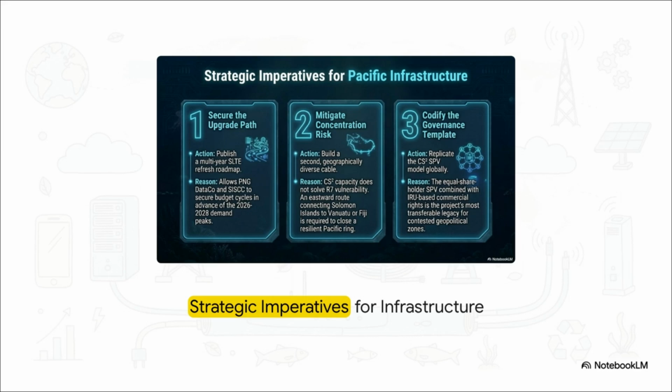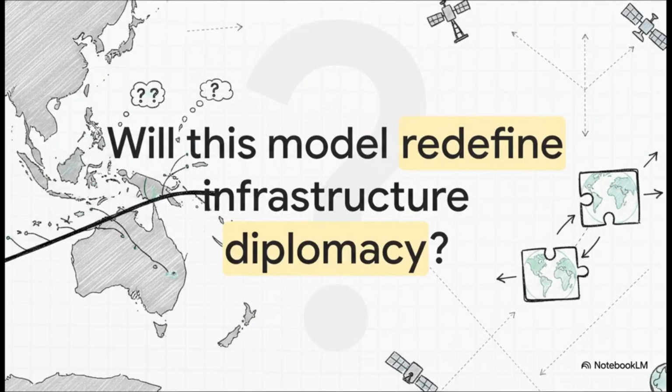Third, the industry should codify this governance template globally. The equal shareholder SPV combined with IRU-based commercial rights is just a highly successful model. I will conclude my academic defense by leaving the grading panel with this final, provocative thought. As we look at the global landscape of telecommunications, we really must ask, will the Coral Sea Cable's inverse leverage model redefine the future standard for infrastructure diplomacy in contested geopolitical zones?